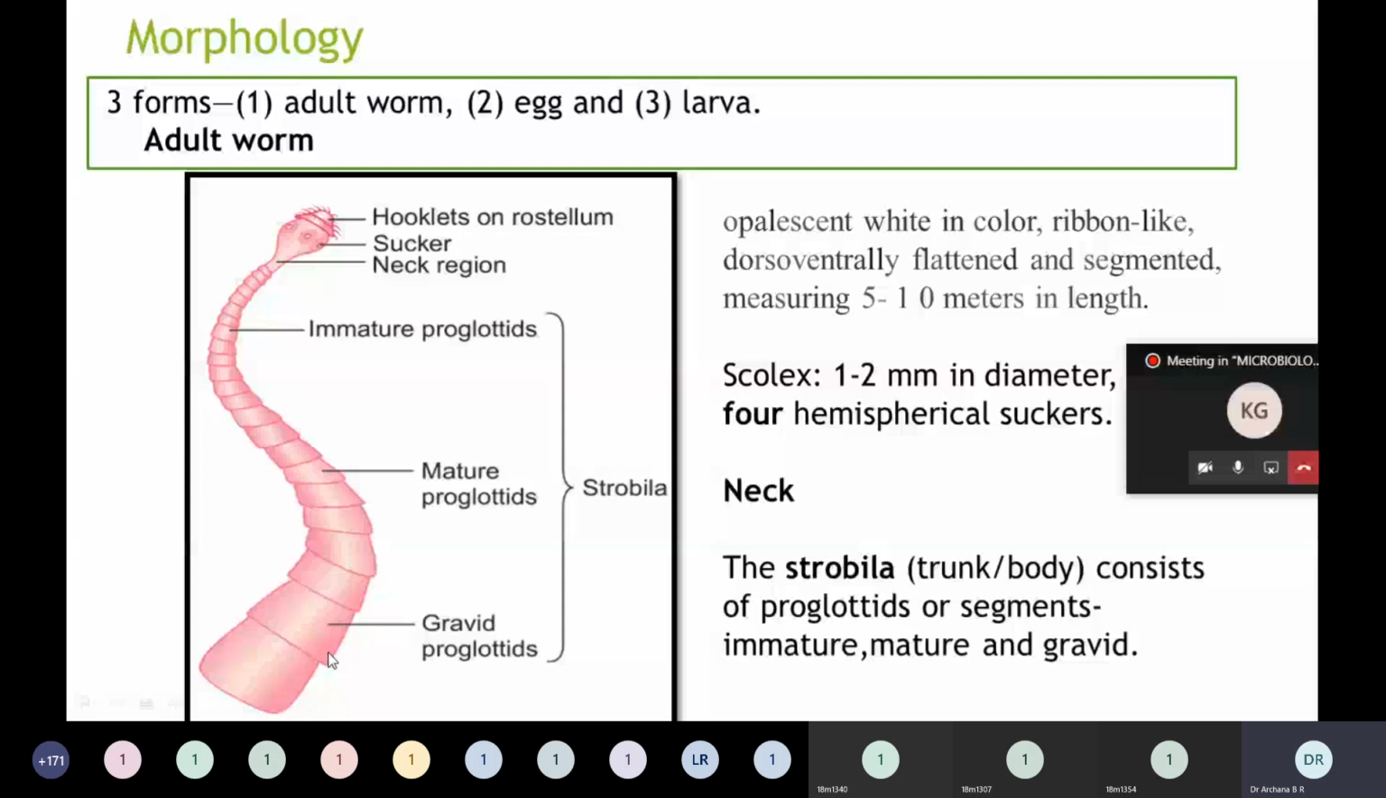As it goes down, initially the segments are small and narrow. The mature segments are a little broader and longer compared to immature segments. And gravid segments are longer and broader compared to the mature segments.